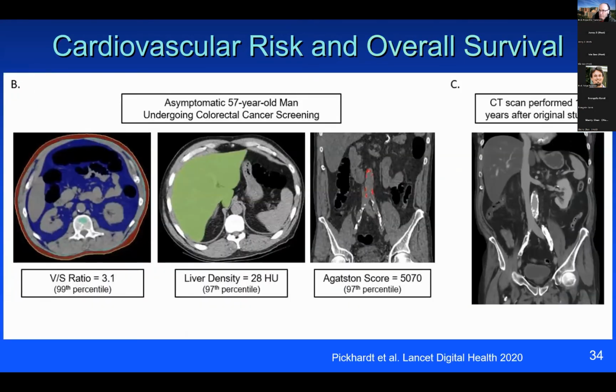This is an example of an asymptomatic 57-year-old man whose scan was analyzed using these different tools. You can see he had a lot of visceral fat shown in blue on the left. He had low liver density here. He had a lot of plaque in his abdominal aorta. And 12 years after the original study, each of these progressed. He had even more fat in the liver, shown here. He had even more plaque in the aorta and had even more fat in his visceral component. This particular man developed a heart attack 3 years after the initial CT, and he died 12 years after the initial CT at the age of 64.